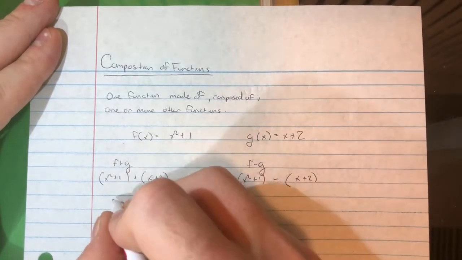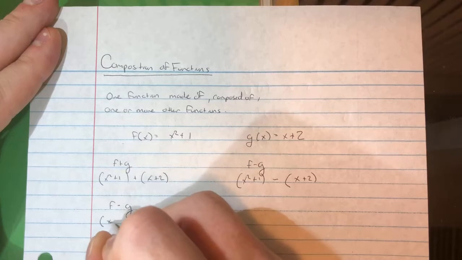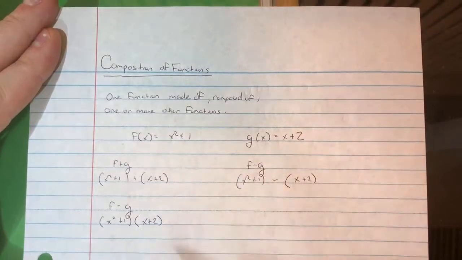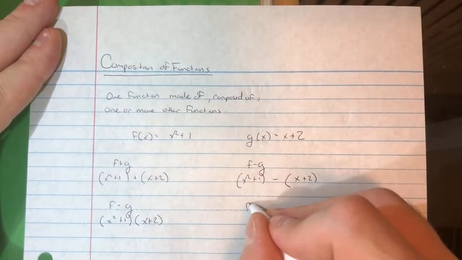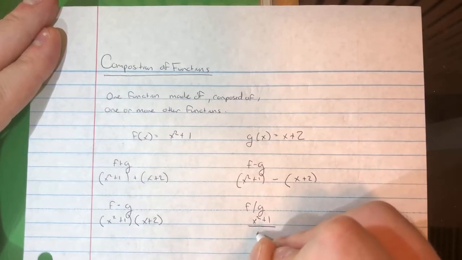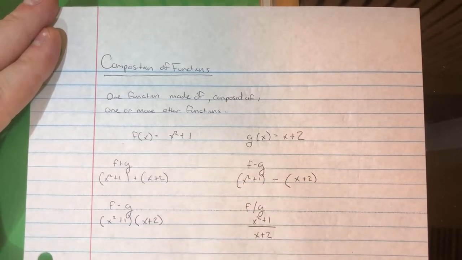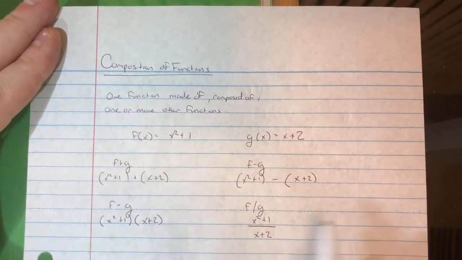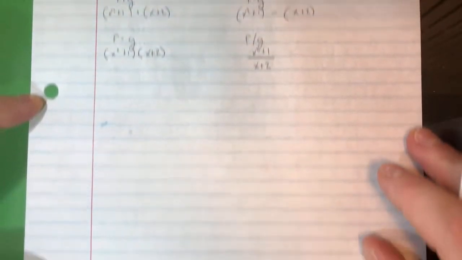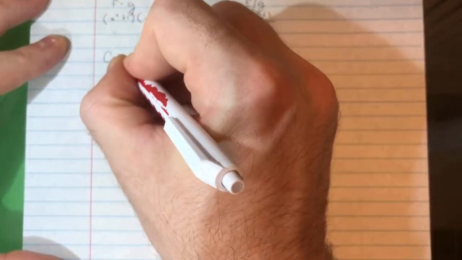I also can do that with function multiplication, which is f times g, and I'll just basically FOIL these. Or I could even do f divided by g, which will give me an x squared plus 1 divided by x plus 2, and I'll get an answer. So no matter what function operation we're doing, we're already familiar with these. What we're doing today is a composition. So we're going to be spiraling off into new material. So composing functions.